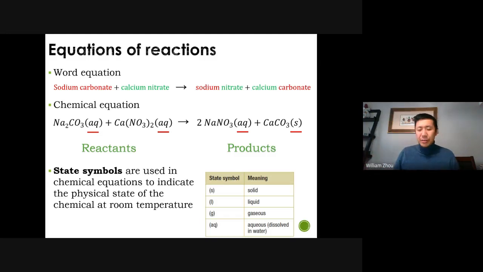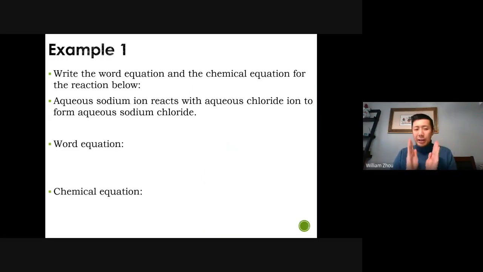So please understand the difference between aqueous, dissolved in water, versus just a liquid form, no water, unless it is, of course, water. For a chemical equation, you will need the state symbols to tell me what state they are found in. So let's try this one. Write the word equation and the chemical equation for the reaction below. Here's the reaction: aqueous sodium ions react with aqueous chloride ions to form aqueous sodium chloride. From that sentence, you're supposed to give me a word equation and a chemical equation.